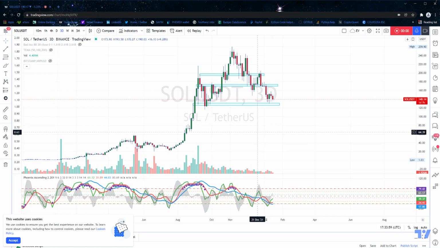BlockTech Eve here, and in today's analysis we're going to take a quick look at Solana, SOL, US dollar Tether, and we are in the 3-day time frame. Alright, and as we can see just from a basic candlestick analysis, we are approaching our major support over here at around 120 to 130.